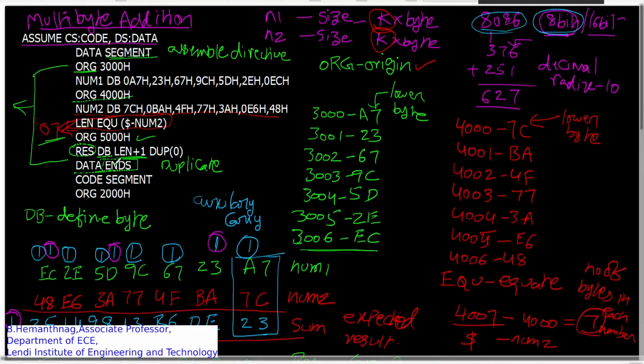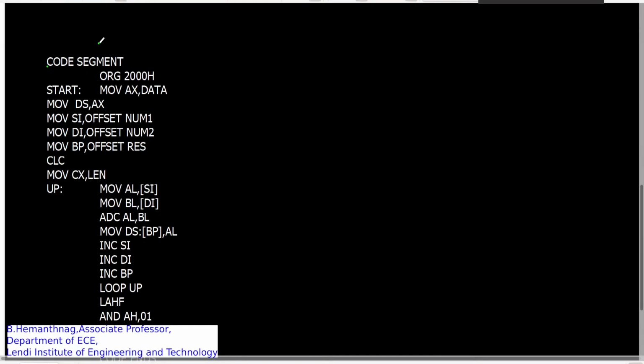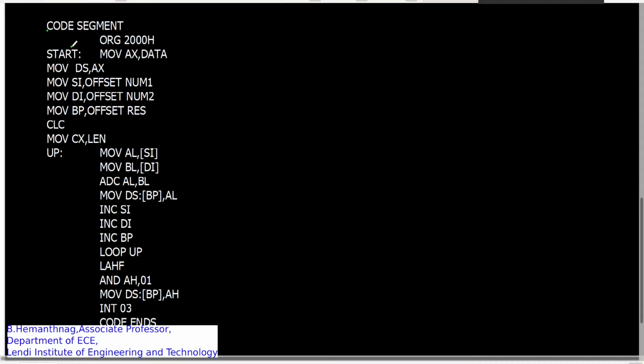Now let us go on with the code. Only we have stored data in this segment. Now I have to declare another segment with the name code, where I am going to store the code or the program of the multi-byte addition. So as you can see here, this is the program that is stored within the new segment by the name of code. So this is declared here.